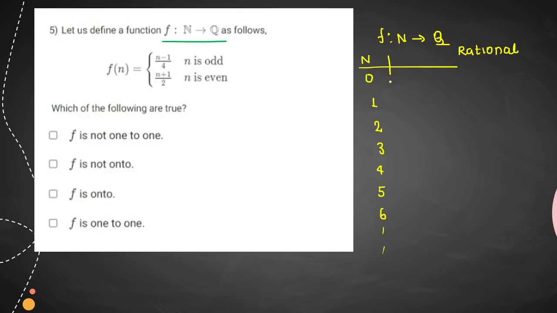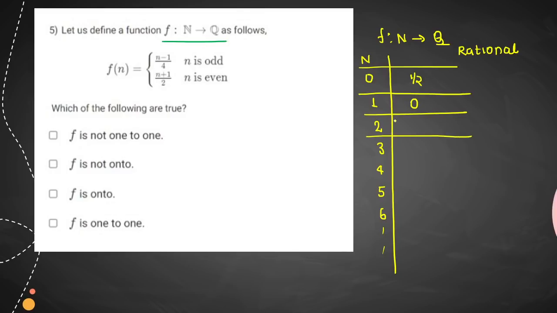Okay, so let us substitute 0 here. 0 is an even number. It is said that 0 is an even number, so it will be equal to 1 by 2. 1 is odd, so it will give 0. 2 is even, so it will give 3 by 2. 3 is odd, so it will give 1 by 2. 4 is even, so it will give 5 by 2.